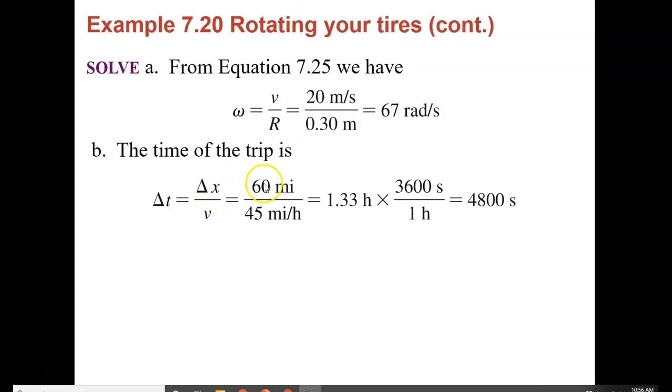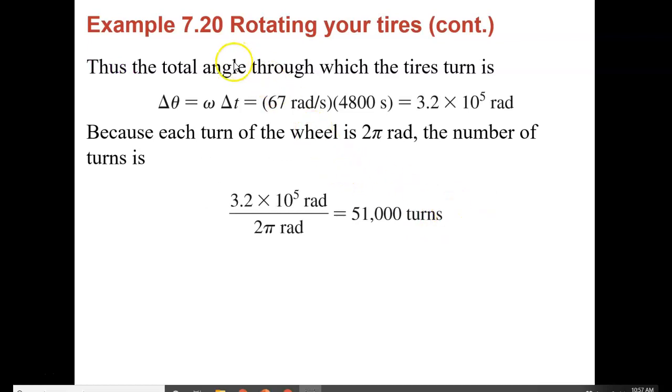Your trip time: distance divided by speed is time. So 60 miles divided by 45 miles per hour is 1.33 hours. Multiplied by 3,600 seconds, you get 4,800 seconds. So the total angle through which the tire turns is angular velocity times time. We have our angular velocity, which is 67 radians per second, and our total time is 4,800 seconds. That is 3.2 times 10 to the 5th radians. Then we divide that by 2 pi to get our number of rotations as 51,000 rotations.